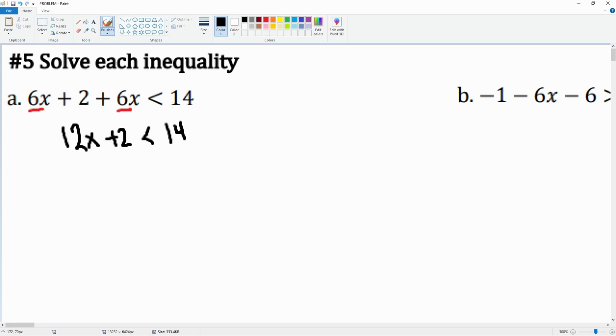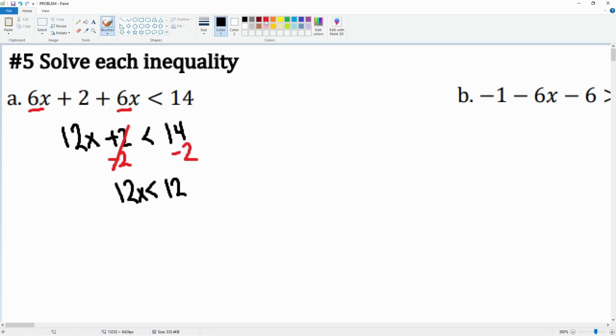Now it looks like a regular two-step problem, so let's isolate the variable. So we're going to subtract 2 to both sides. In this process, this does cancel. Plus 2 minus 2 does cancel, leaving you with just a 12x on the left-hand side, which is going to be less than 14 minus 2, which is 12.